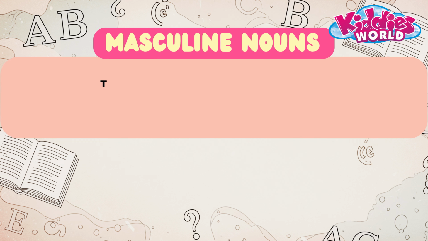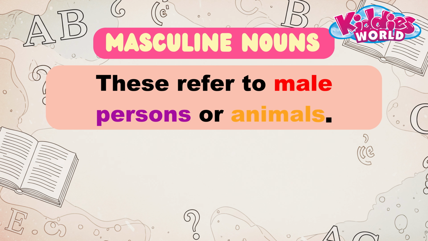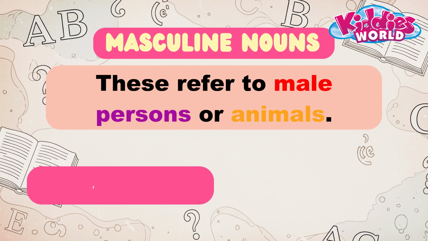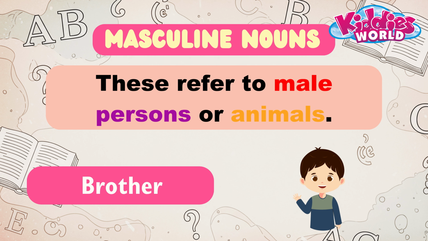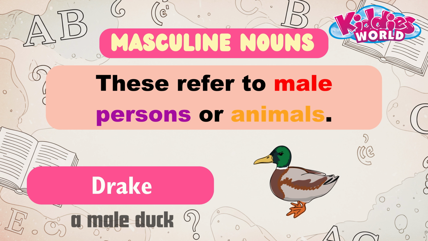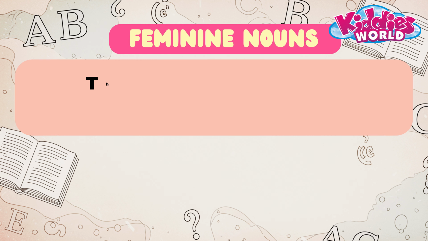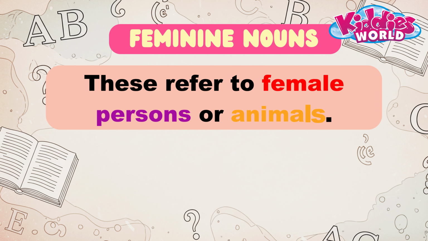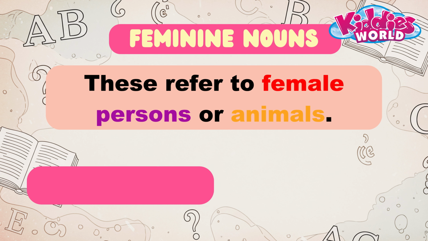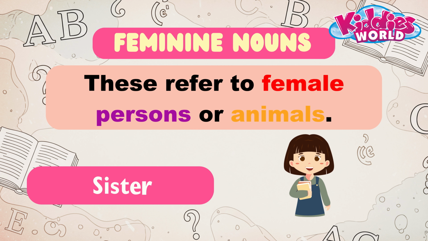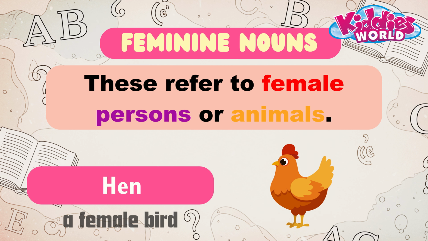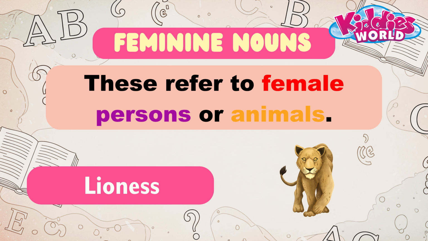Masculine nouns. These refer to male persons or animals. For example, father, brother, king, drake (a male duck), gentleman, lion. Feminine nouns. These refer to female persons or animals. For example, mother, sister, queen, hen (a female bird), lady, lioness.